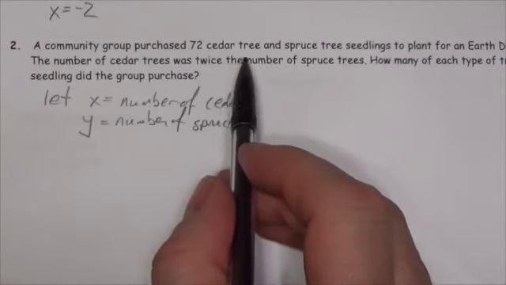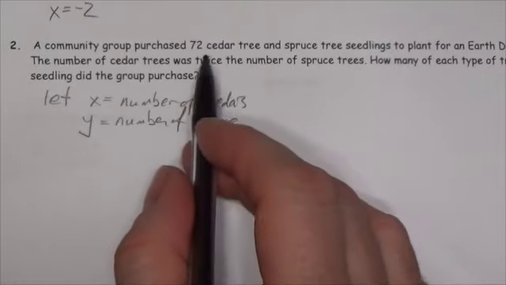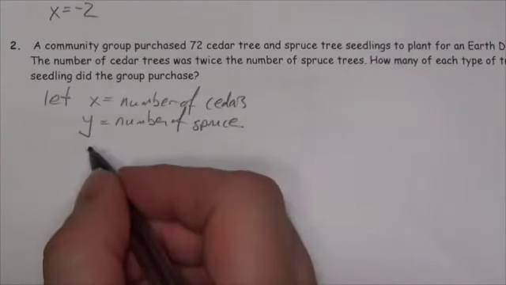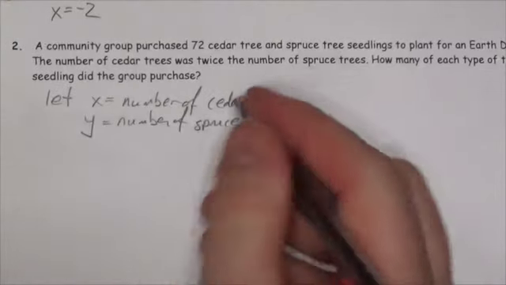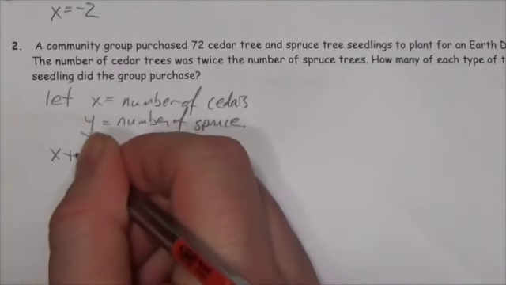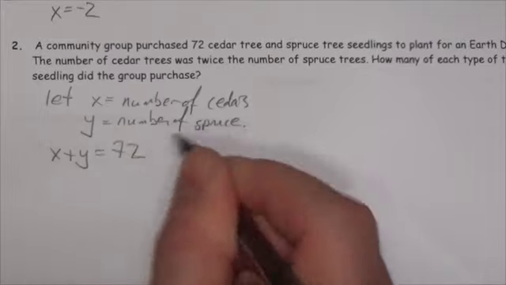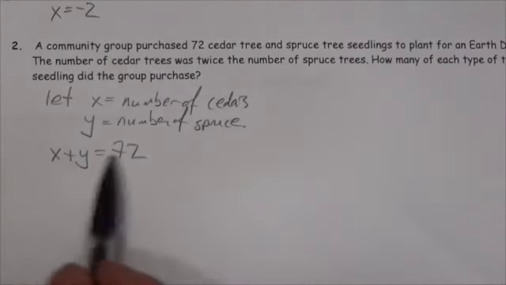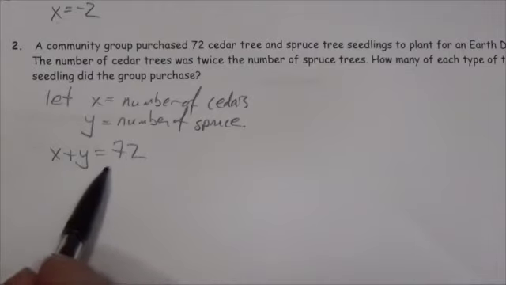72 cedar tree and spruce tree seedlings were purchased here. So what that means is that's a total. I don't know how many of each, but I know the total. So I know if I add x and y together, I'm going to get 72. Now this is a great equation to start with because the coefficients are 1.